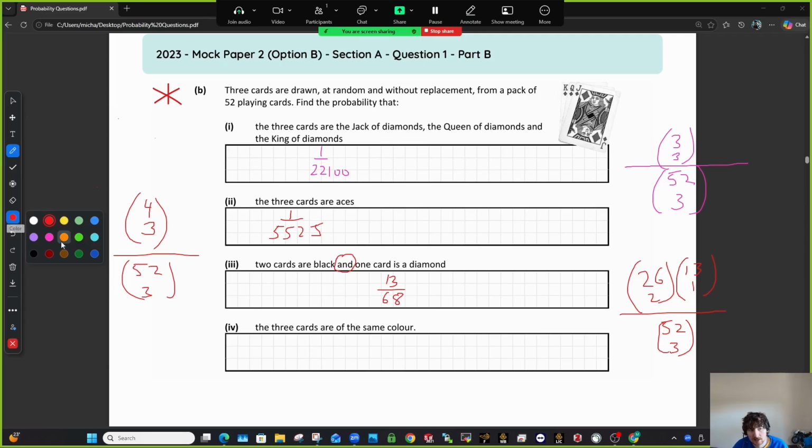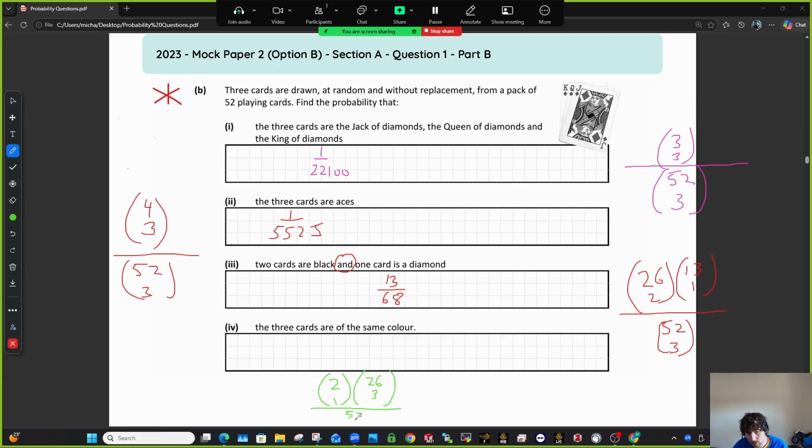Right. So the way I like to think about this is: pick one of the colors, okay? The three cards are the same color, so it's like two choose one of the colors. Once you've chosen that color, pick three cards from that color. There's 26 in each color. Pick the three cards from it, okay? So that's one way of looking at this problem.